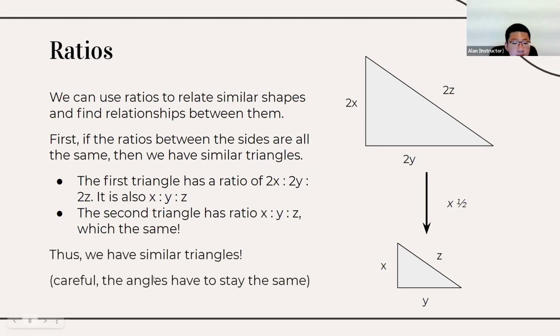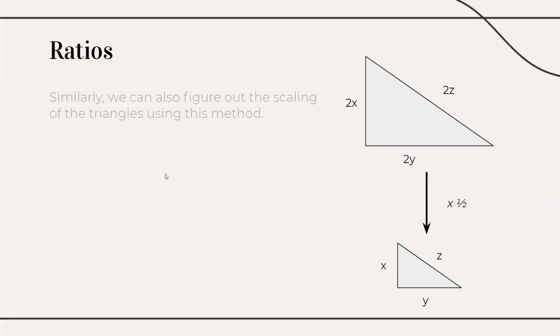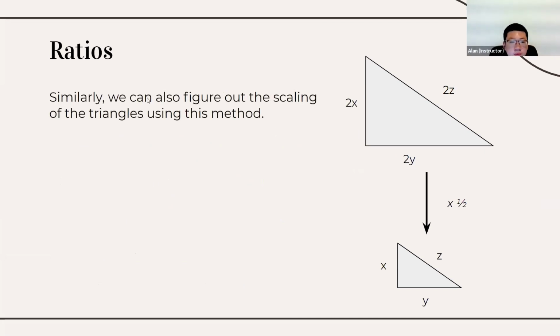But the thing to notice is that the angles have to be the same between the two triangles. All right, so the next way, we can also use ratios to figure out how much one figure is a scaled up or scaled down version of the other. So it's not just figuring out if they are similar, it's figuring out how they are similar.